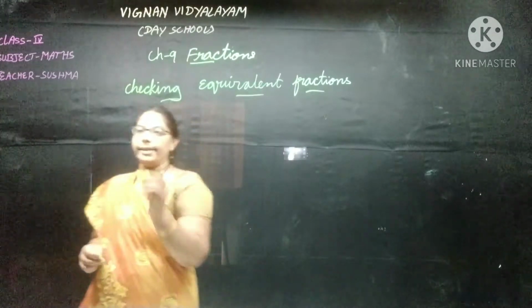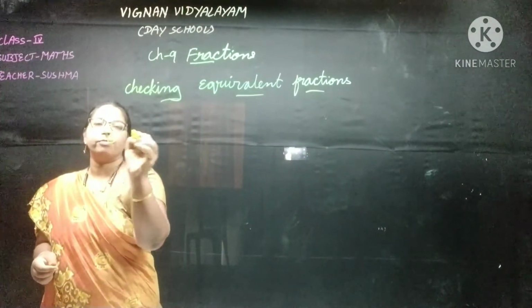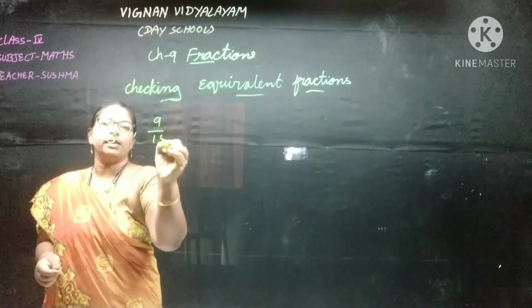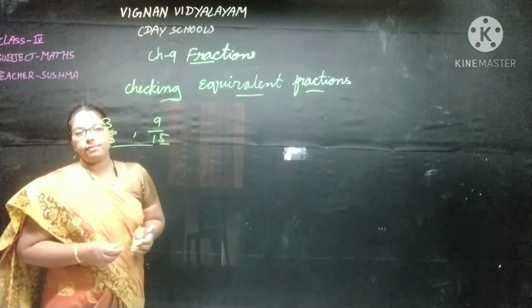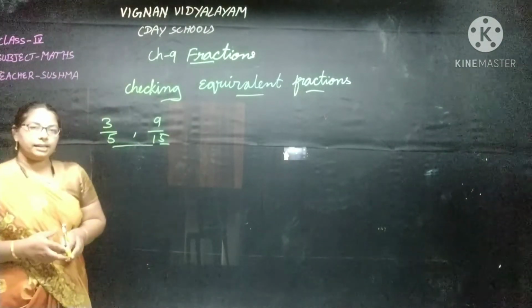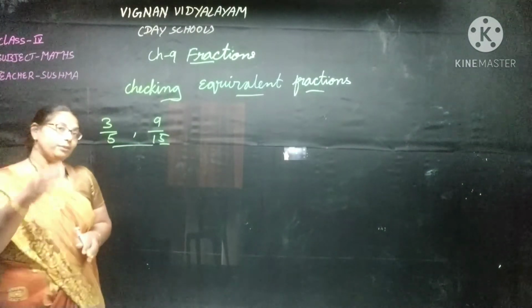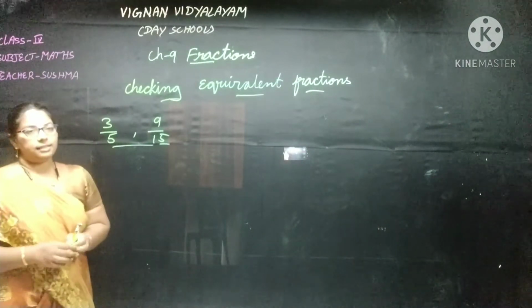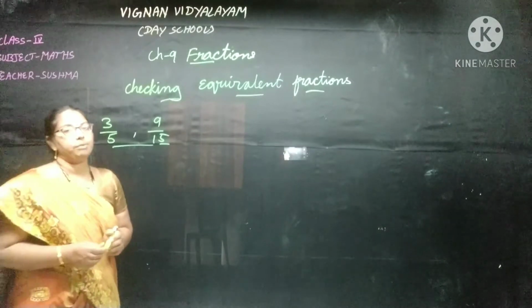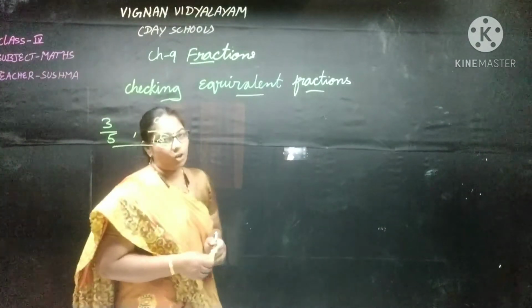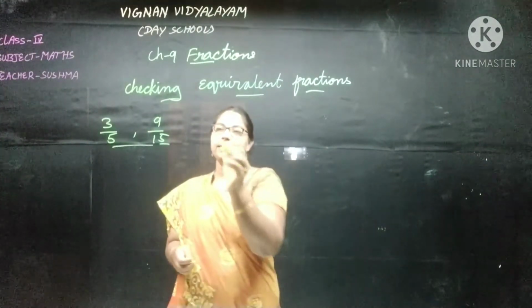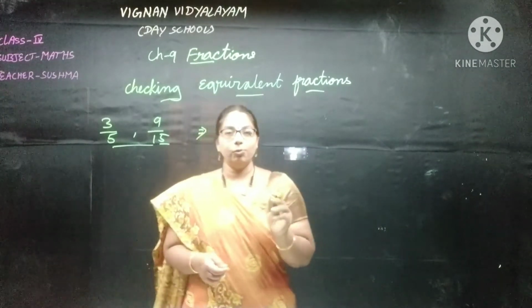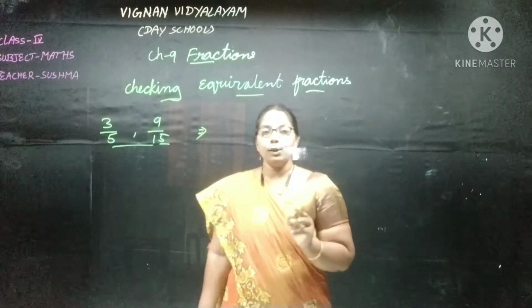See, children, let us take 3 by 5, 9 by 15. Here two fractions are given. 3 by 5 and 9 by 15 are given. What we have to check here is whether these two given fractions, 3 by 5 and 9 by 15, are equivalent or not. How we will check it? See, children, to check we have to do cross multiplication.